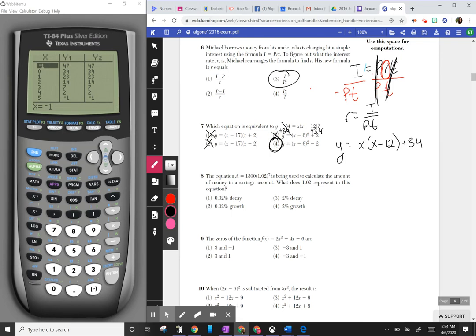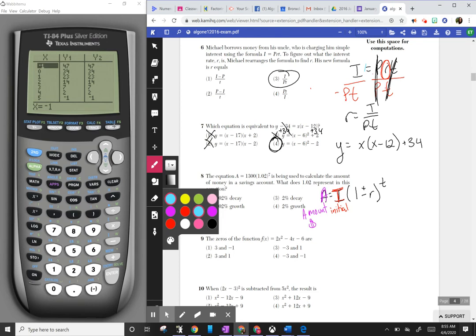Okay, question 8. The equation A equals 1,300 times 1.02 to the 7th is being used to calculate the amount of money in a savings account. What does 1.02 represent in this equation? Okay, so this formula, which will be helpful to know this time, I promise. So we got A times 1 plus or minus r to the t. Okay, and A is going to be like the amount of money, so like what the money is worth. I is the initial amount.